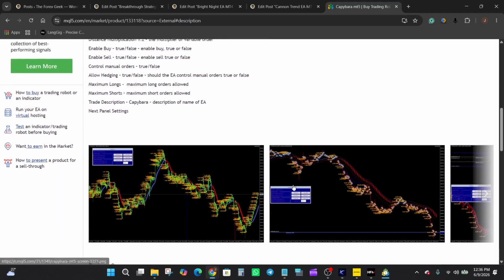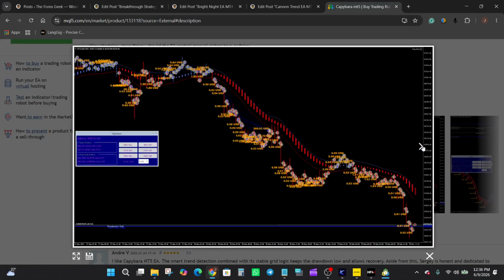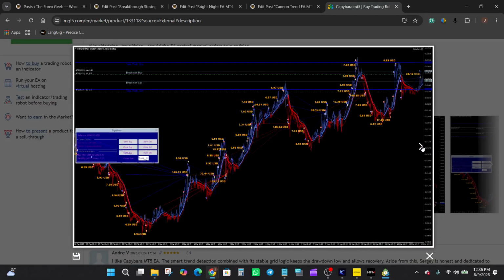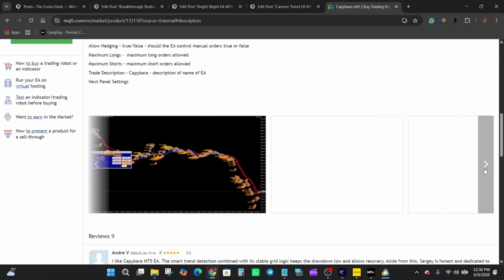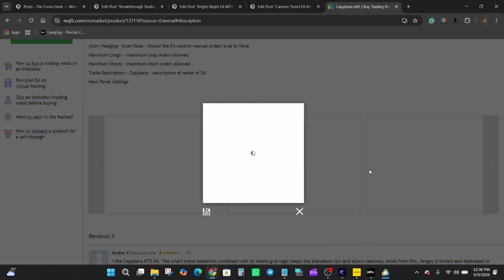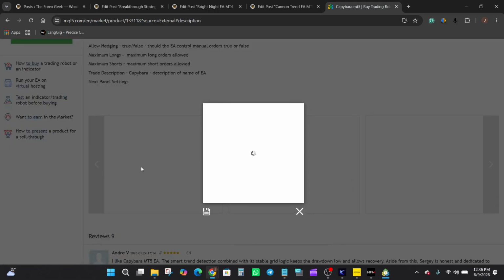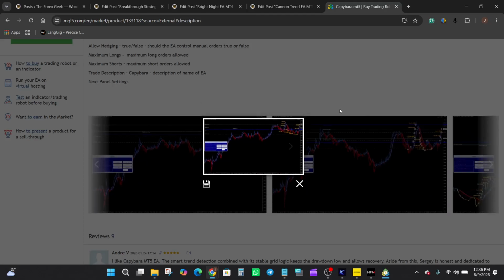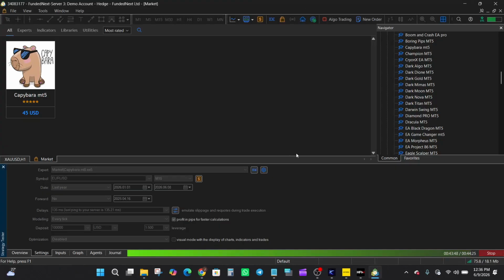Okay, so let's first of all just briefly look at what is provided here, the EA in action. All right, so we can see some images showing some of the EA functionalities. And then let us head over to our strategy tester. Okay, I was trying to see if there were backtest results provided here, but there seem to be none. So let's head over to our strategy tester.